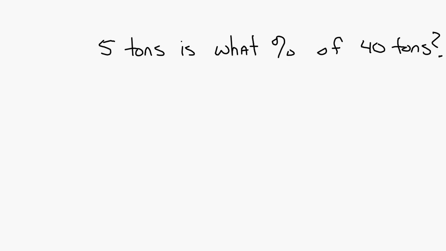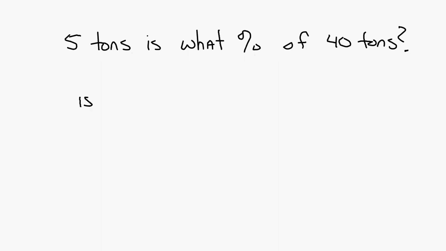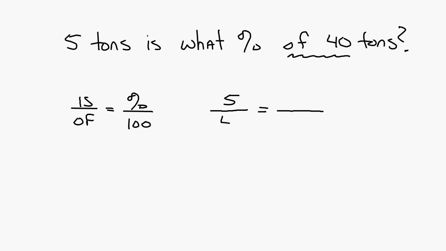So now you can do your is over of equals percent over 100. So remember, you draw your template. The is, in this case, goes in the numerator on the left. So 5 tons is the is, so that's a 5. The of, in this case, is 40. And that's equal to your percentage, which is a variable, over 100.